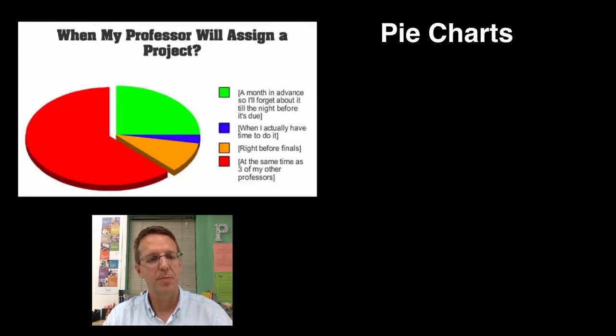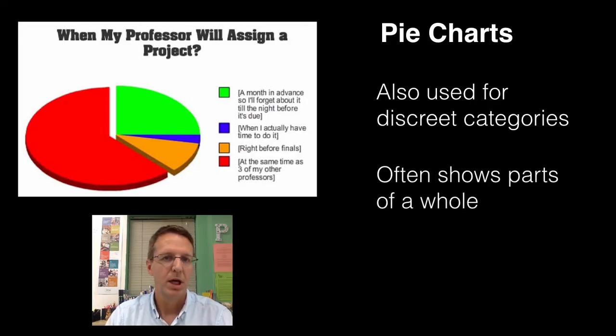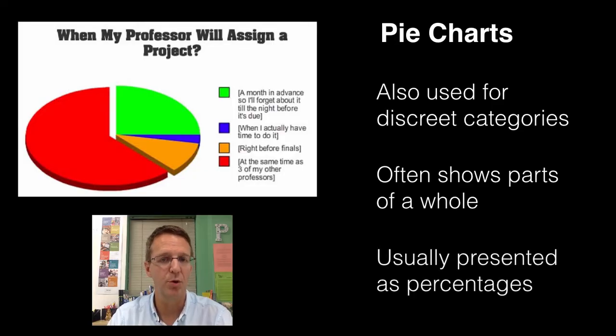In the case of a pie graph, a pie chart is similar to a column graph in terms of it's got discrete categories, but in this case, you're looking at parts of a whole. And the pie graph will be usually presented with percentages, although in this case there are no percentages here. But you can certainly do that, and that shows you some more data as well.